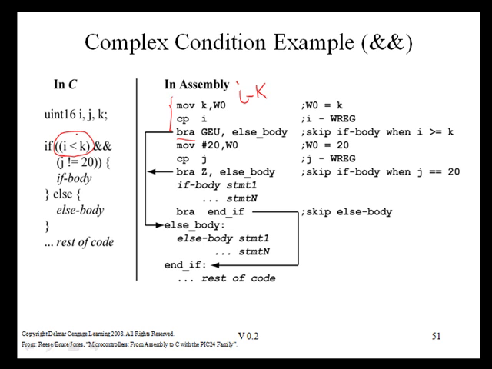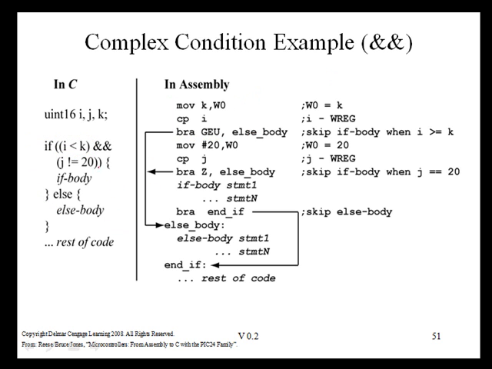If this condition is false, then we want to do the else body. So we need the false condition here. The false condition is going to be greater than or equal. So it's going to be branch greater than or equal unsigned to the else body.